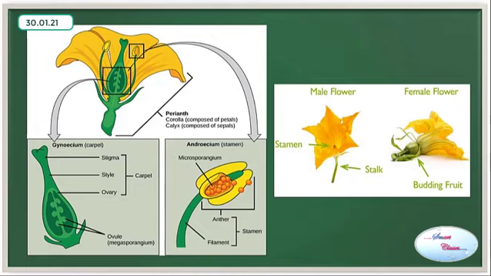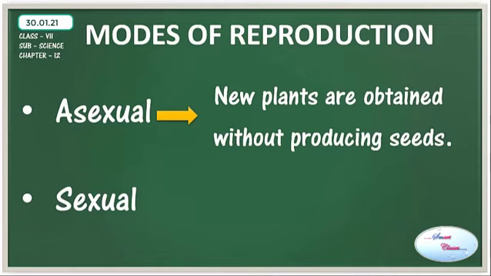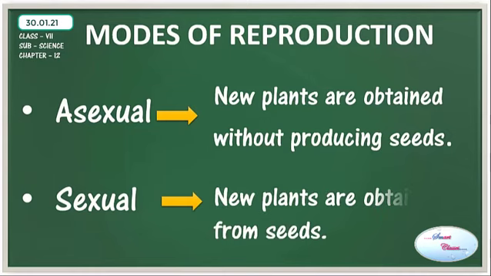Moving ahead, modes of reproduction. There are several ways of reproduction of plants. They are categorized in two terms. The first one is asexual reproduction and the second one is sexual reproduction. What is the main difference between them? Asexual reproduction means that new plants are obtained without producing seeds. In sexual reproduction, new plants are obtained from seeds.